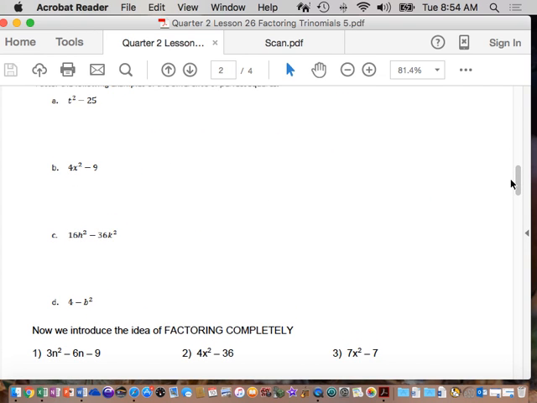With that in mind, let's do these 4 difference of 2 perfect squares factorings. Go ahead.